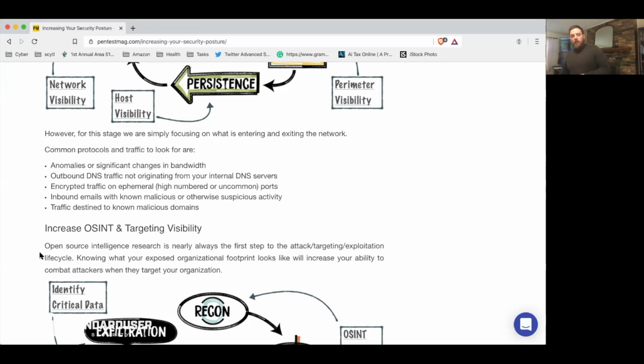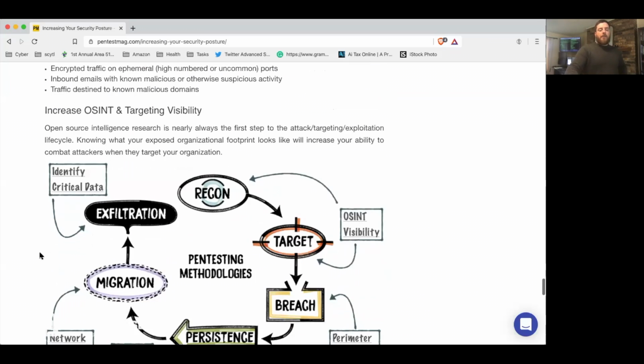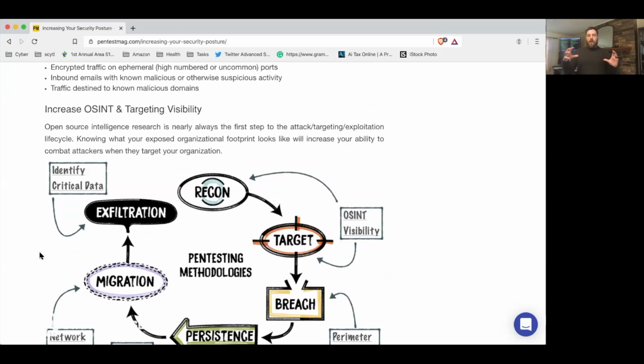So traffic destined to known malicious domains. That might be outbound activity. Do you have something monitoring your outbound activity destined to certain types of command and control, or C2, servers? That entire conversation really is based on if somebody has gained access, or preventing somebody from gaining access.